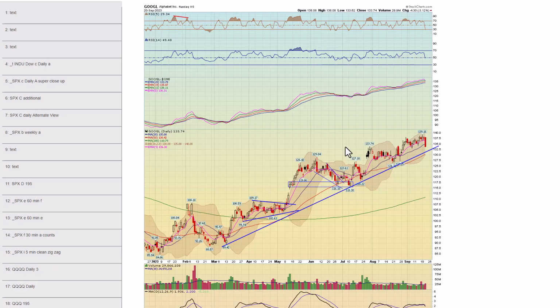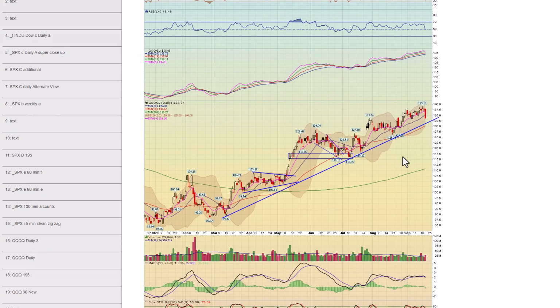Next, chart 24, here's Google. Nice sell-off today here. It's still uptrending, but ugly candle.